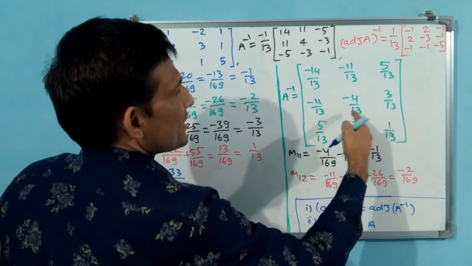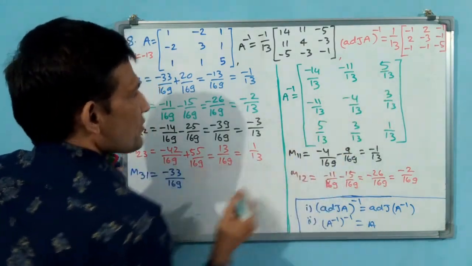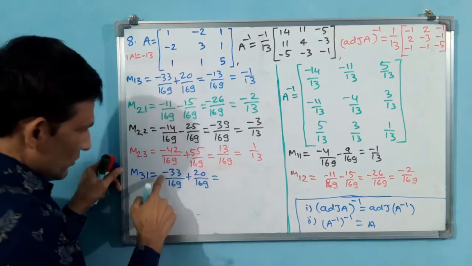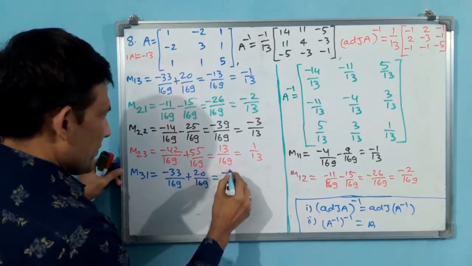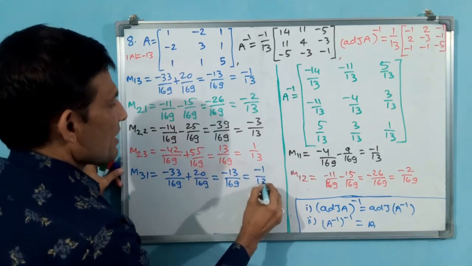Minus 33 by 169, plus 20. Why plus? Because minus is there. Plus 20 by 169. You see, minus, plus, and minus 13. Minus 13 by 169, that is equal to minus 1 by 13.